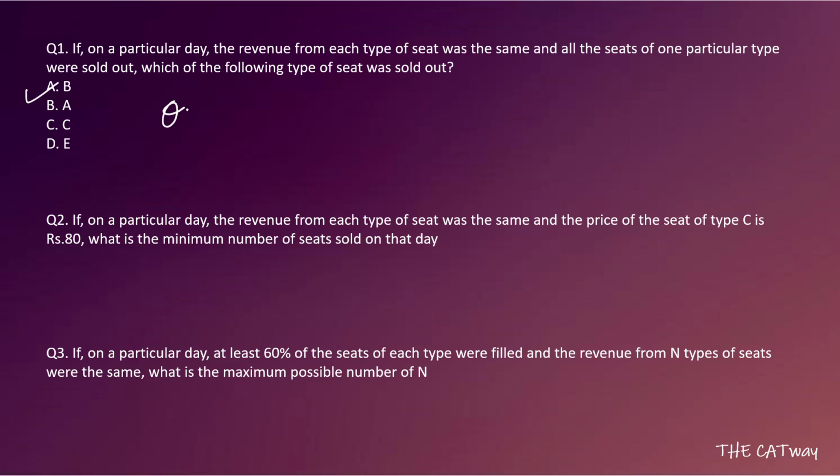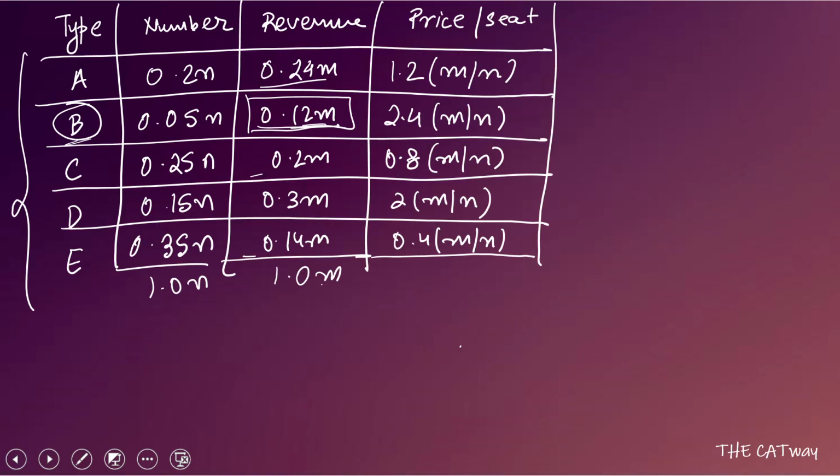So our answer one would be B, option A. Now let's move towards the second question. It says that if on a particular day the revenue from each type of seat was the same and the price of the seat of type C is rupees 80. What we have been given is that the price per seat of type C is 80. So 0.8 m by n is equal to 80.